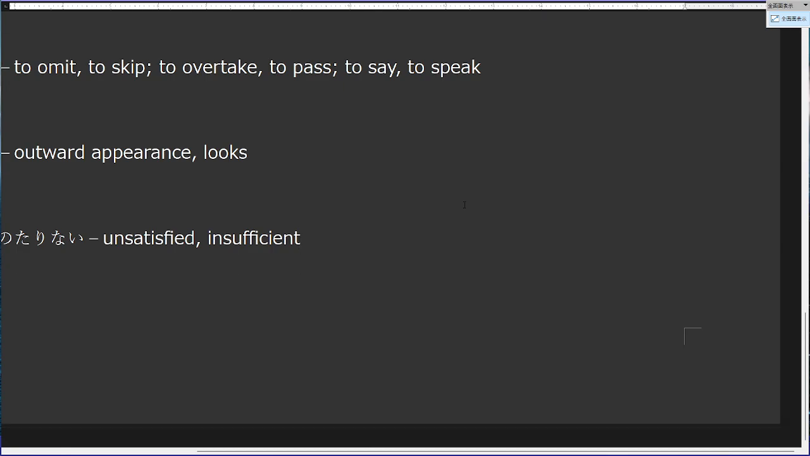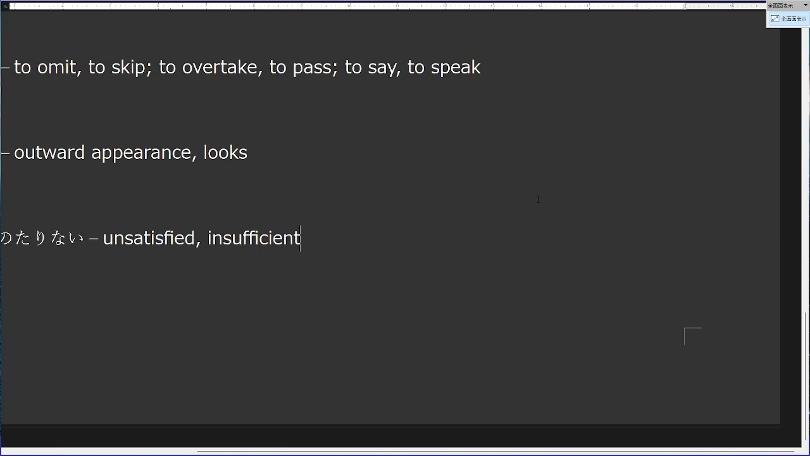The outward appearance or looks of something are its gaikan. Gai on the left side for outward or outside, and kan on the right side for view. The outward view of something is its outward looks, gaikan. And finally, unsatisfied or insufficient as an e adjective is mono tarinai.